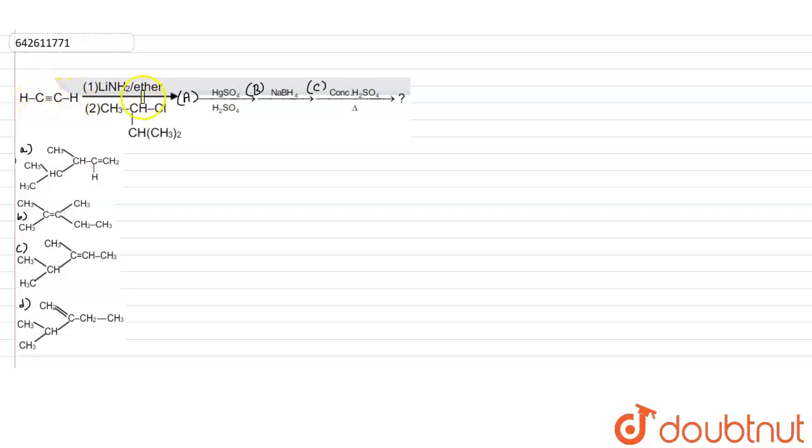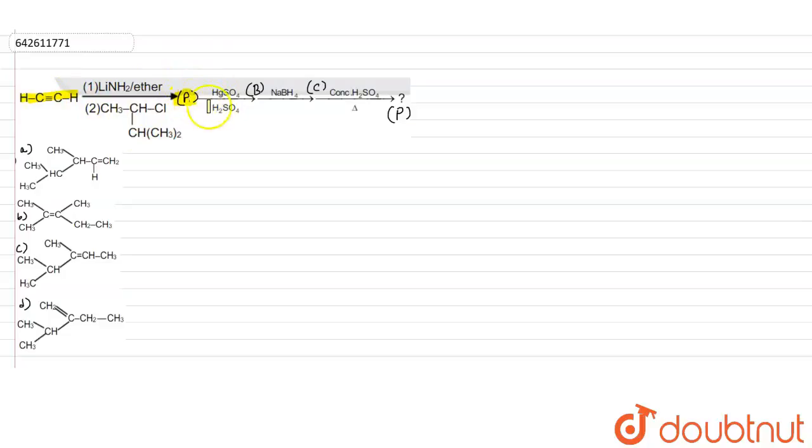Hello, so let's start solving the question. We have to find out the product P in this reaction. This is a series of reactions. Here we have a reactant, ethyne, and it is treated first with LiNH2 and then an alkyl halide. After this, a product A is formed.